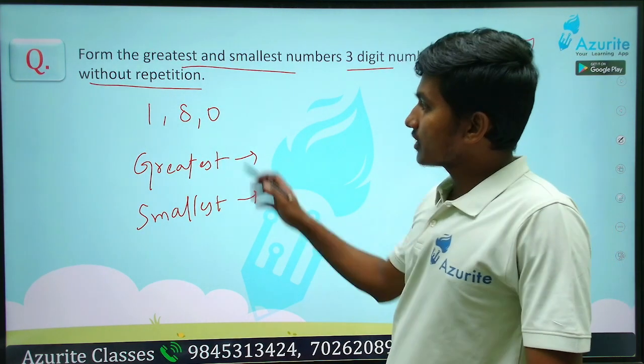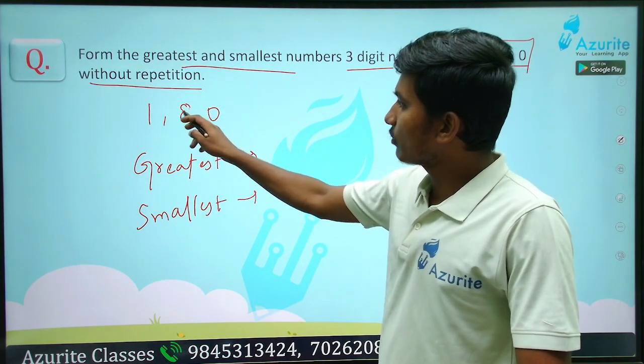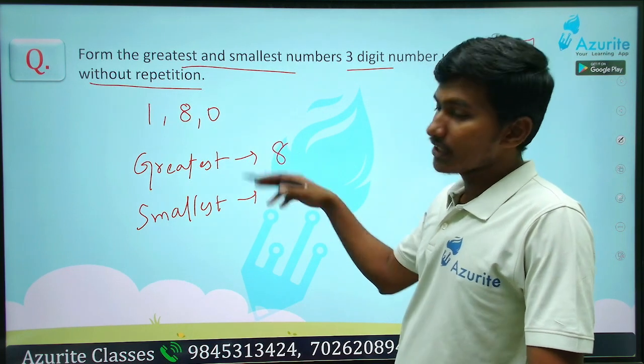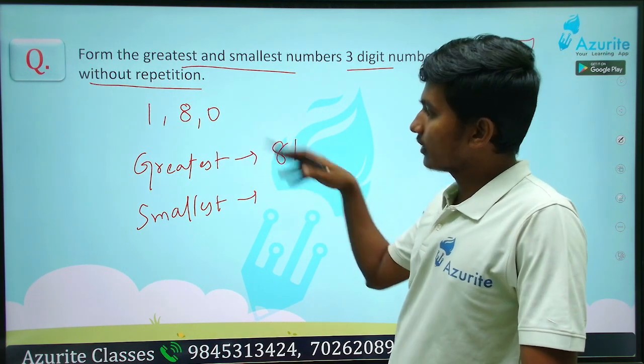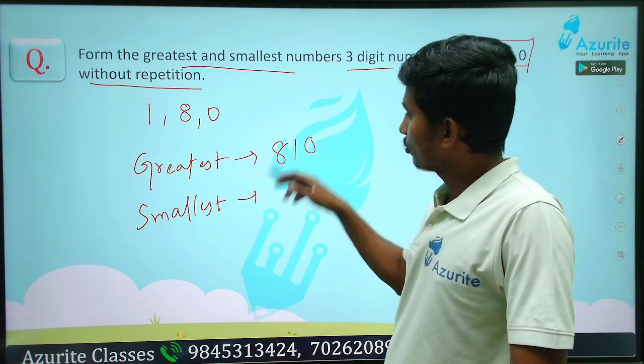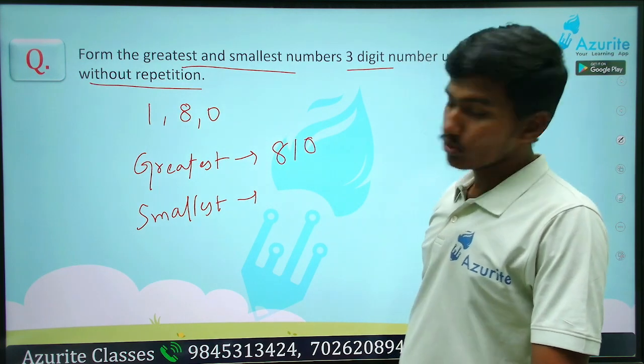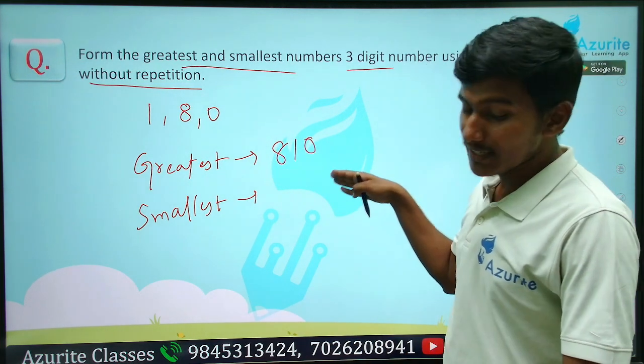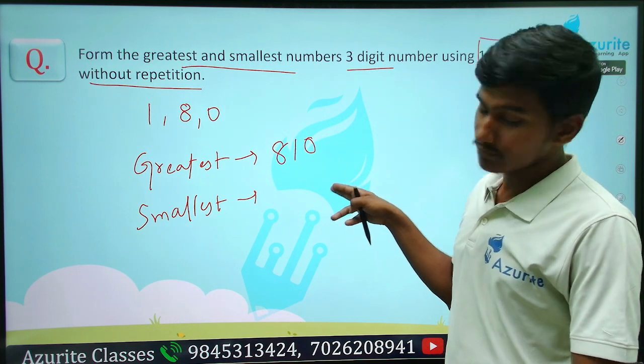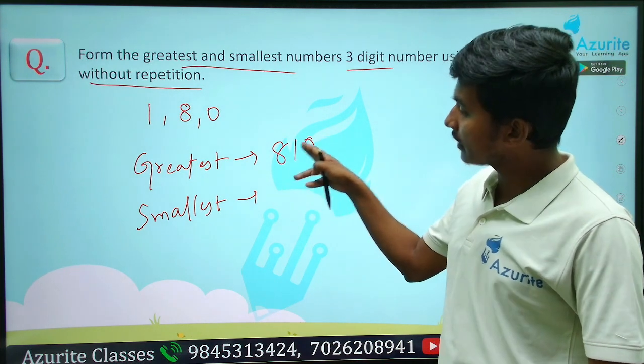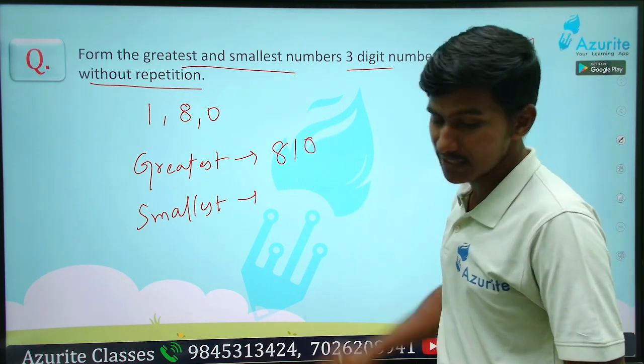810, sir. Yes, for the greatest number we have to write the bigger one first. 8. After that, which is bigger? 1 is next bigger, then 0 the last. Right? So this is descending order: first the biggest, then the next bigger, then the next.